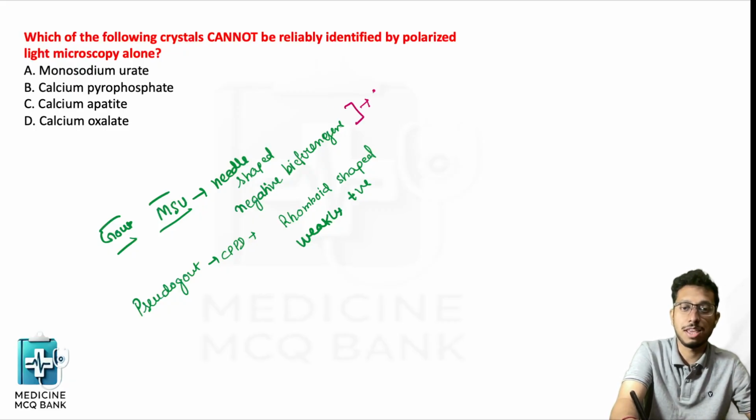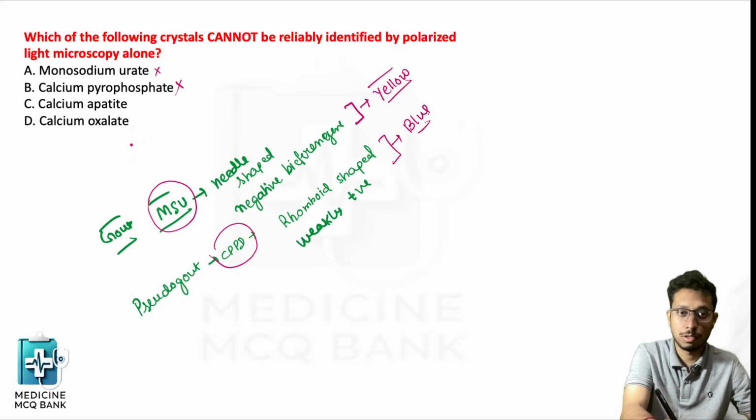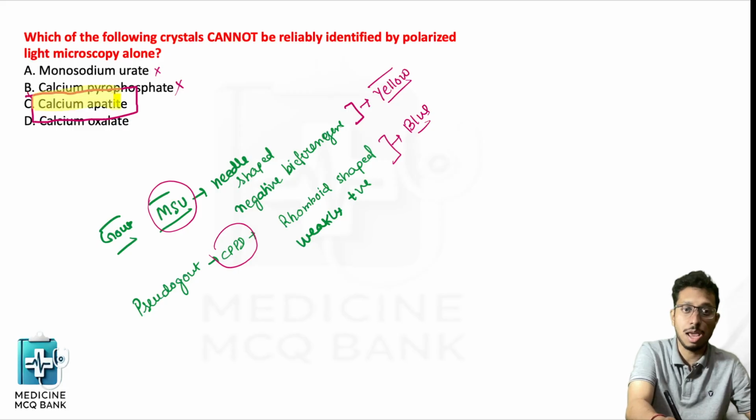Negative, remember, gives yellow color on bending of the light, whereas positive gives blue color on bending, right? So you know CPPD or MSU, both of these crystals can be identified by polarized light microscopy. Therefore, CPPD and monosodium urate both are ruled out. Remember guys, calcium apatite is not visible under polarized light microscope. Very important point for MCQ exams, right? Calcium apatite is not visible. Rather, calcium apatite requires electron microscopy to identify or use of special staining.